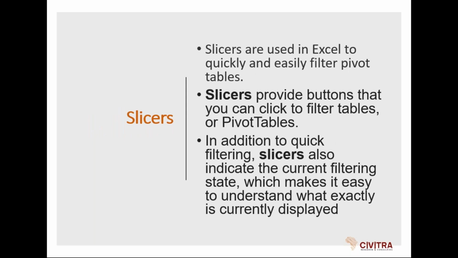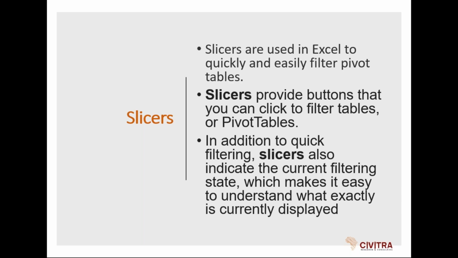So slicers are used in Excel to quickly and easily filter pivot tables. Slicers provide buttons that you can click to filter tables or pivot tables. In addition to quick filtering, slicers also indicate the current filtering state, which makes it easy to understand what exactly is currently displayed. It is for easier understanding.